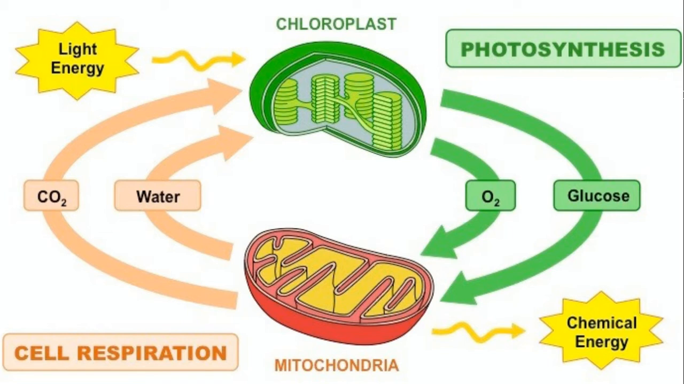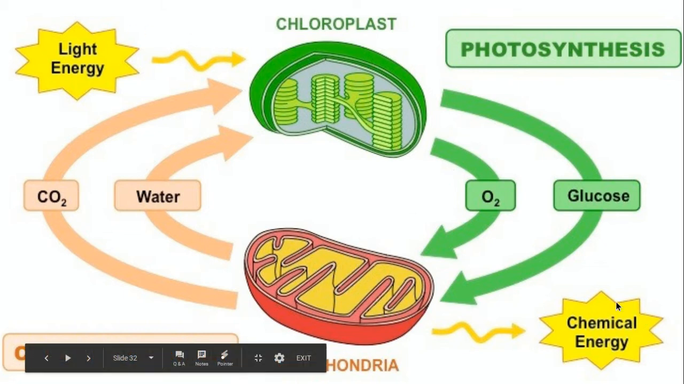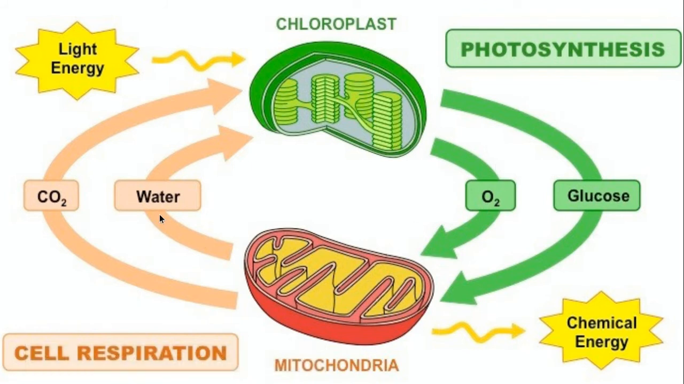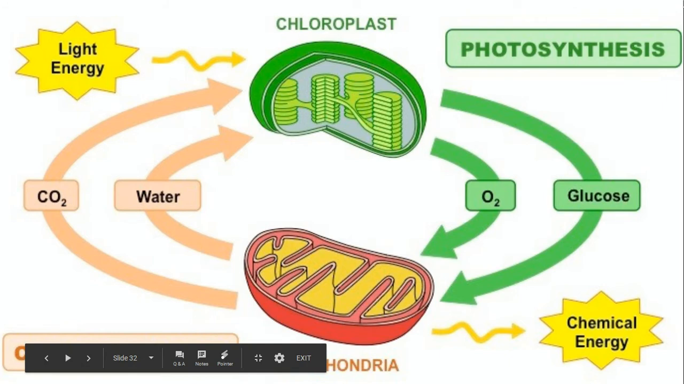The only thing that doesn't keep going around and around in this cycle is the energy itself. Solar energy has to enter in photosynthesis, and chemical energy, mainly ATP, is what's released from cellular respiration. So while this cycle is going on with the different molecules, the energy actually flows through.